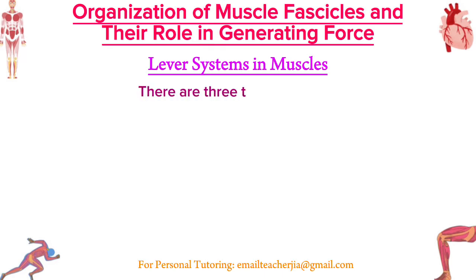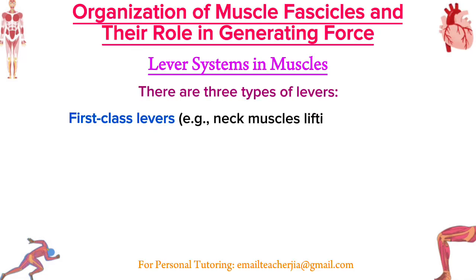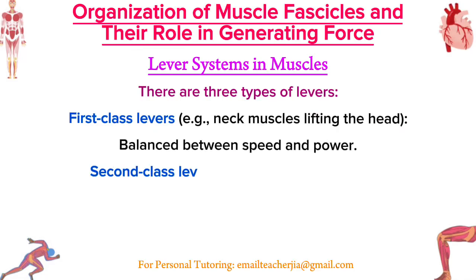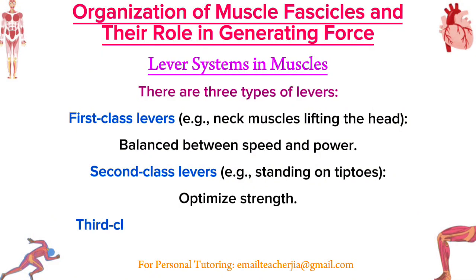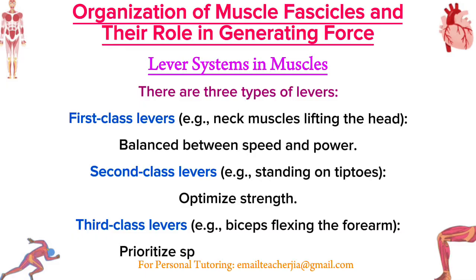There are three types of levers. We have first-class levers, e.g. neck muscles lifting the head, balanced between speed and power. You have second-class levers, e.g. standing on tiptoes, which optimize strength, and third-class levers, e.g. biceps flexing the forearm. This prioritizes speed and range of motion. So that is all about levers in muscles.